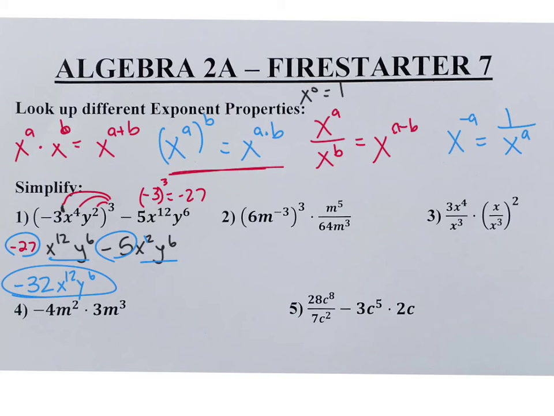Number 2, same exact concept. Now remember there's a little 1 here with the 6. So that little 3 goes to the 6, but not the big number, the little exponent. So little numbers with little numbers, big numbers with big numbers. So I end up with 6 to the 3rd, m to the -9th, times m to the 5th. Now these are on top of each other, so that's this property right here. So I'm going to do 5 minus 3 to get m squared. Now 64 is not affected, so it stays on the bottom.